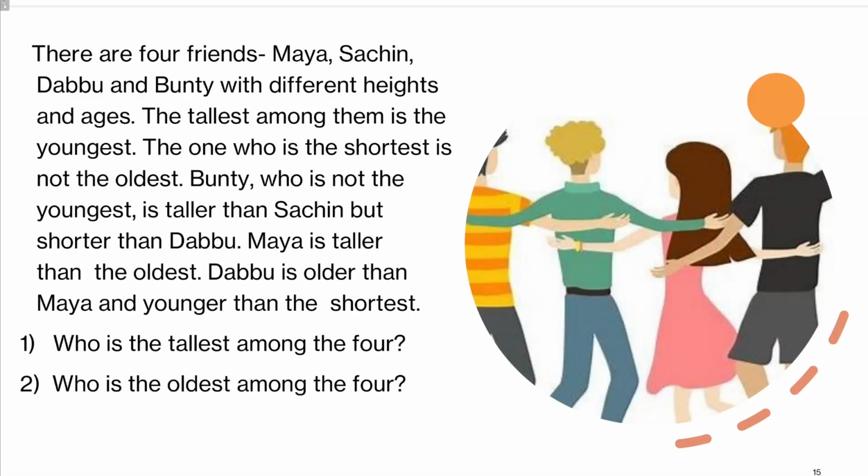Here we have 4 friends, Maya, Sachin, Dabbu and Bunty, with different heights and different ages. So based on this given data, you need to figure out who is the tallest among these 4 people and who is the oldest in age among the 4 people. So are you ready to dig deep and get the answer?